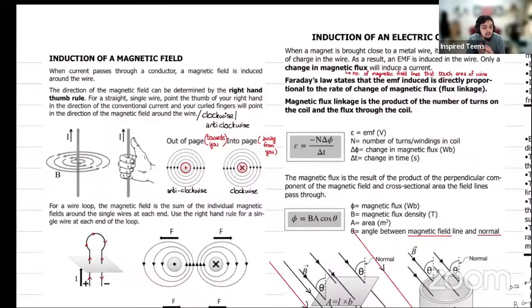Then we learned about the right-hand thumb rule. If it's into the page, remember, that is away from us. Out of the page is towards us. You're going to use your right hand. If you use your left hand, you're going to get the incorrect answer. If it's out of the page, for example, you point your thumb towards yourself, and the direction in which your fingers curl is going to be the direction of the induced magnetic field.